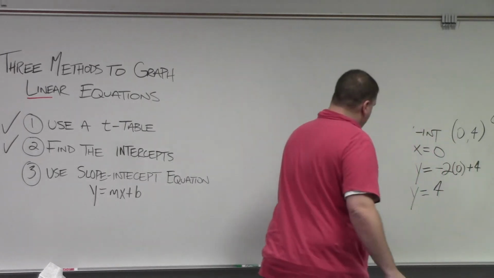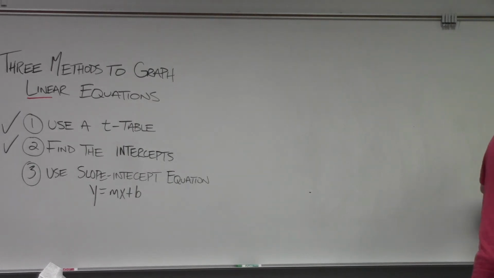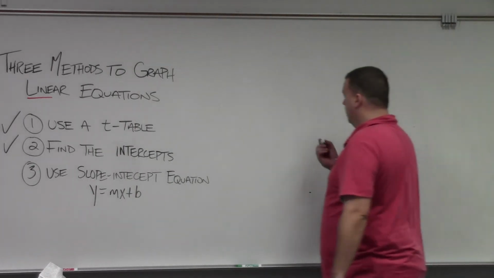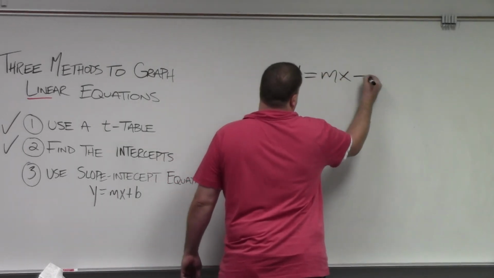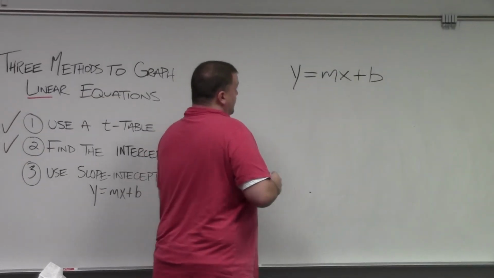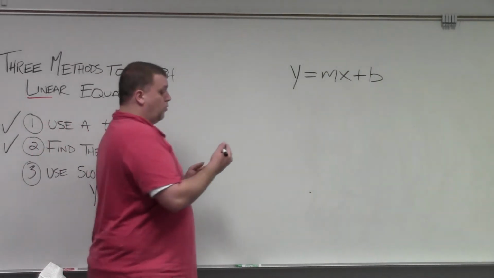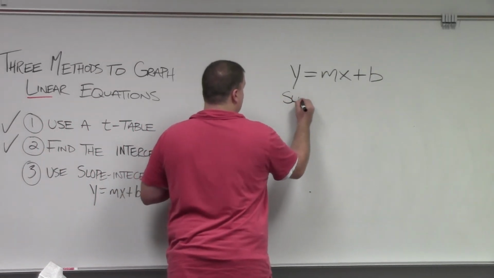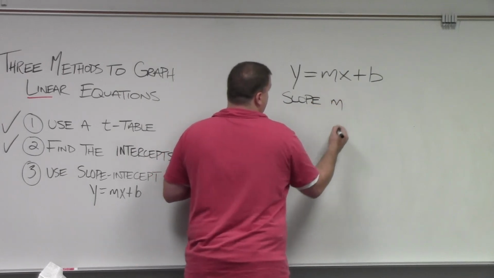y equals mx plus b. It's the easiest of the three, you just have to memorize that formula. So let's talk about this equation for a couple seconds. You only really need two pieces of information from a linear equation to graph it. One is the slope, and that's going to be represented by the letter m.